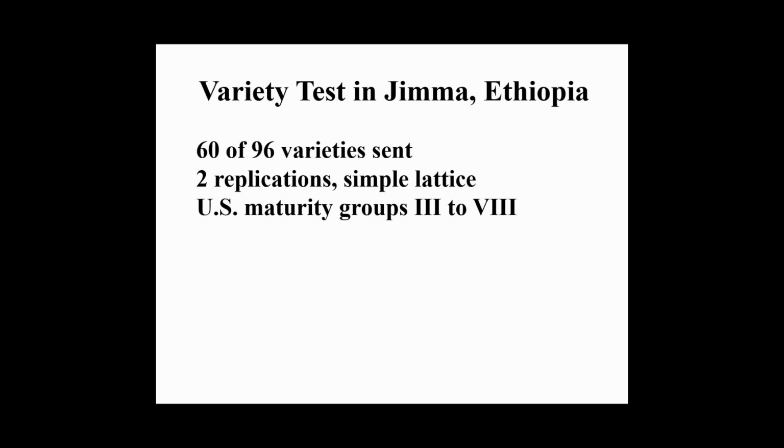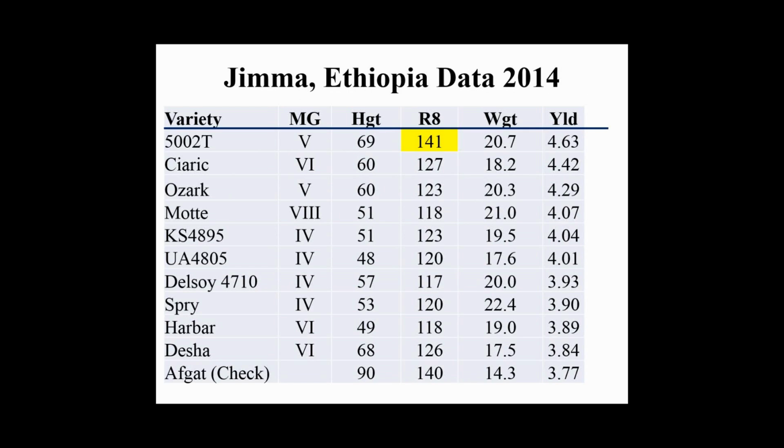These are in U.S. maturity groups 3 through 8. We had some lines from Brazil, some from China, some from the U.S., actually a couple from Mexico. And then he had 3 of the common Ethiopian checks that do well in that area. So this is some of the data that he sent. What I presented here are all of the lines that had yields above the best Ethiopian check, and that turned out to be 10 lines.